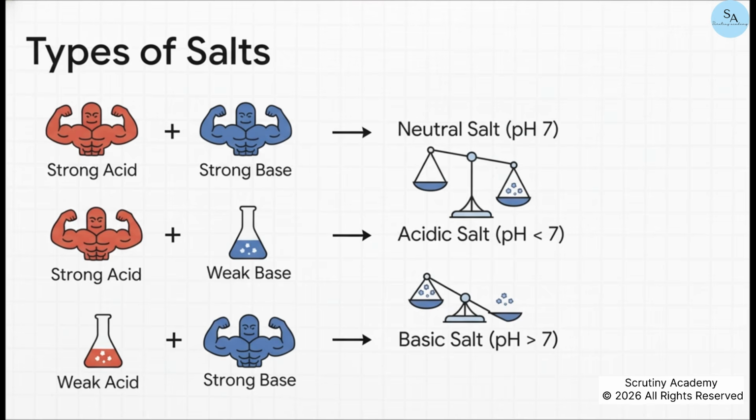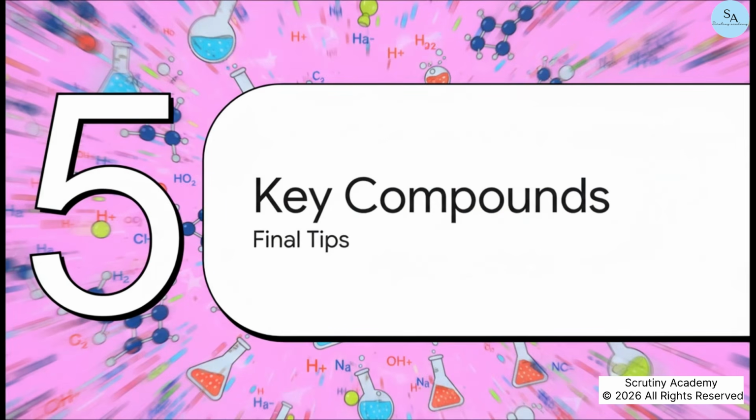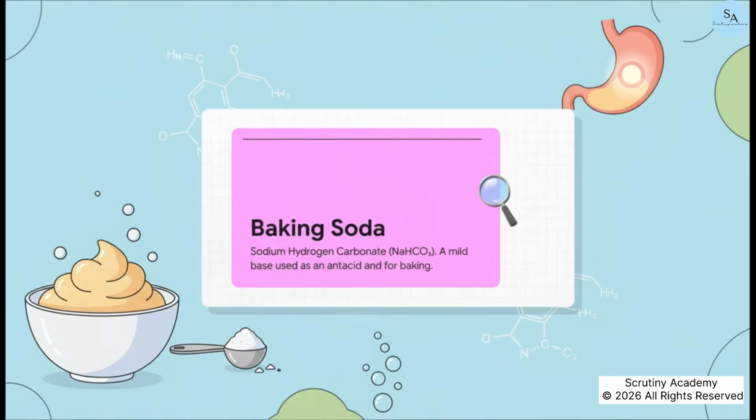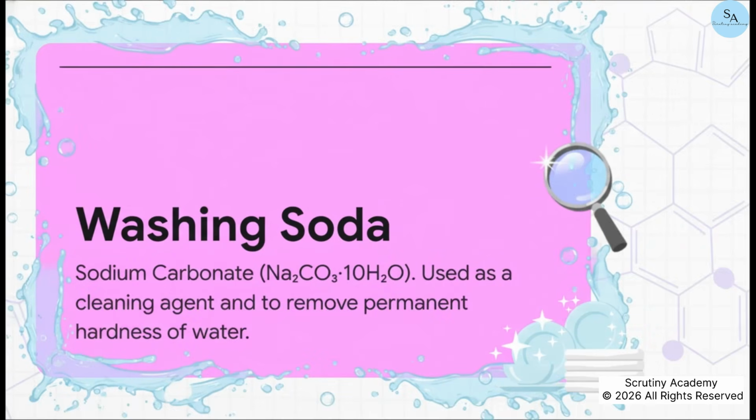But if one is strong and the other is weak, the salt kind of takes on the personality of the stronger one. All right, we're in the home stretch. To wrap things up, let's do a quick fire round of the key compounds you absolutely have to know. First one, baking soda. The formula is NaHCO3. Just remember, it's a mild base, which is why you can use it as an antacid and, of course, for baking. Next up, washing soda.